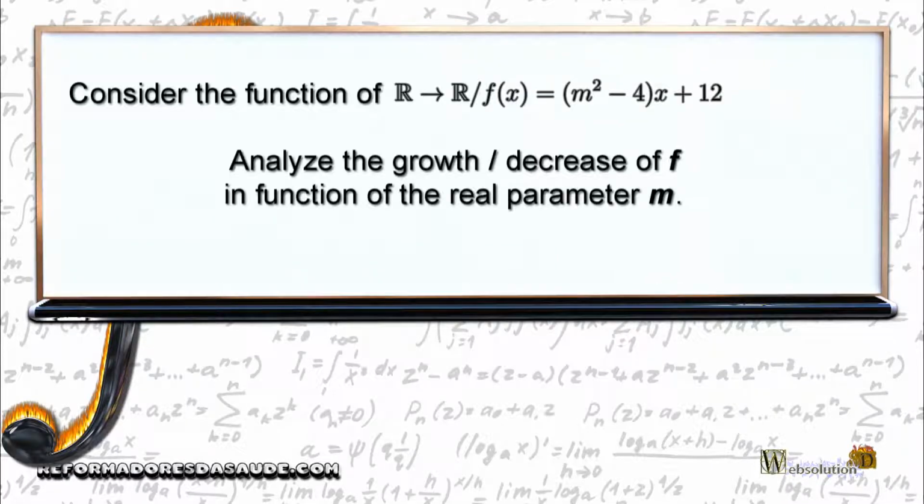Consider the function from the set R to R given by f(x) equal to (m squared minus 4) multiplied by x plus 12. Now, look at the growth, or rather the monotonicity, of the function in terms of the real parameter m. Calm down, people, do not be afraid, but let's slowly understand what the exercise asks.